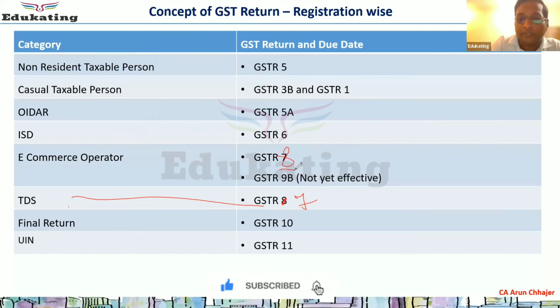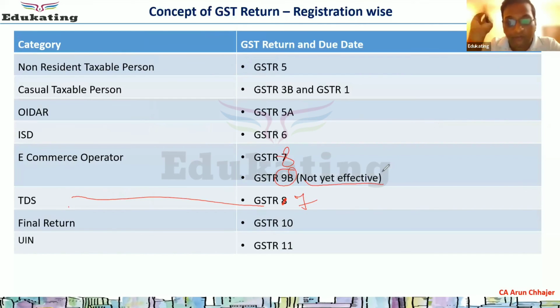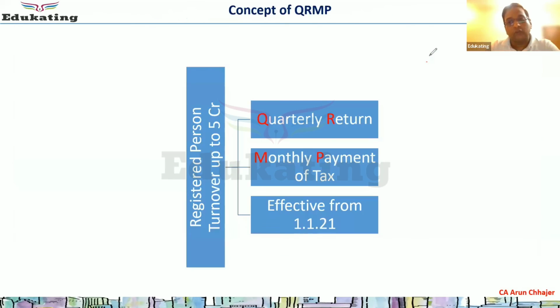And for e-commerce operator 9B, till now it is not yet effective. Final return is GSTR 10. And in case of UIN category, they have to furnish the inward details through GSTR 11.